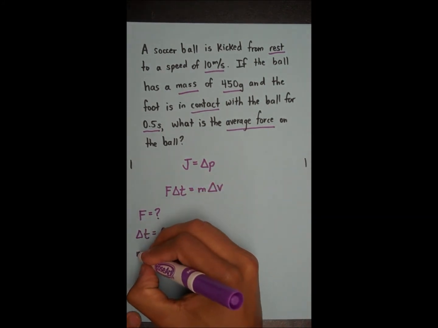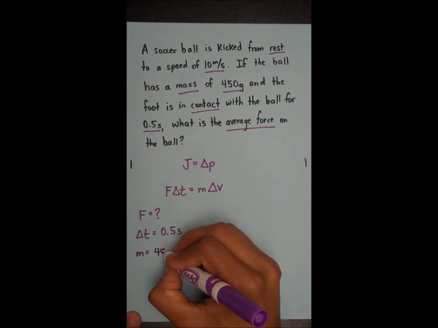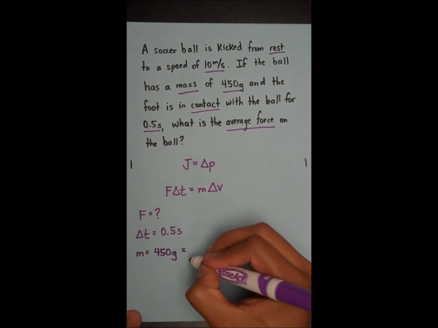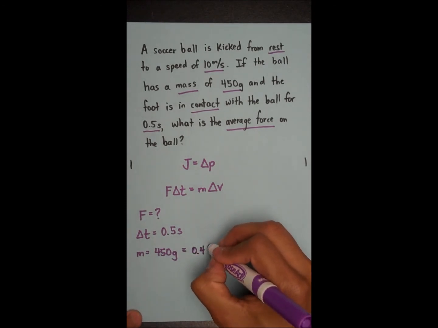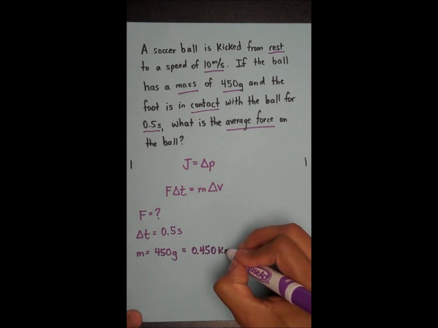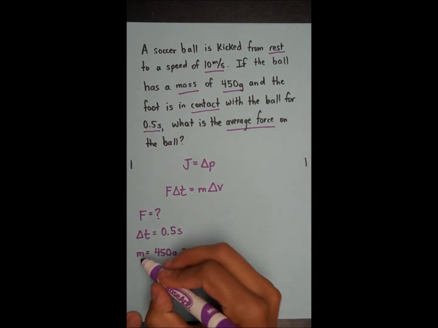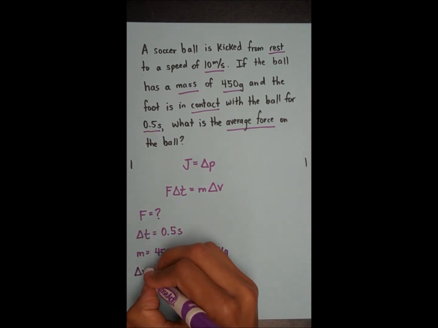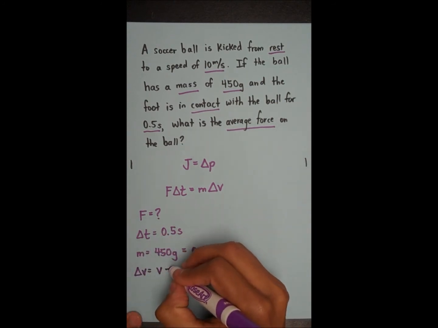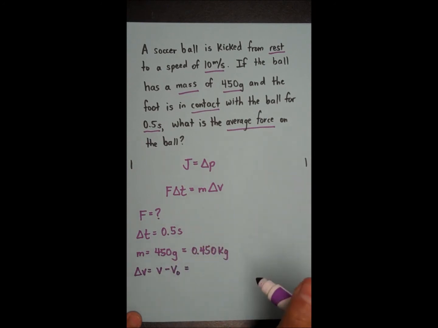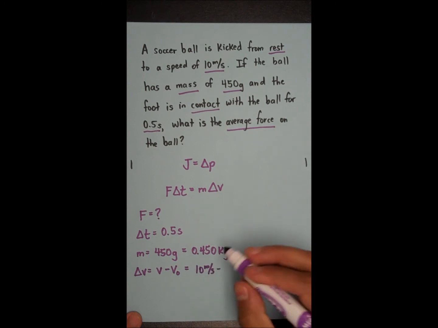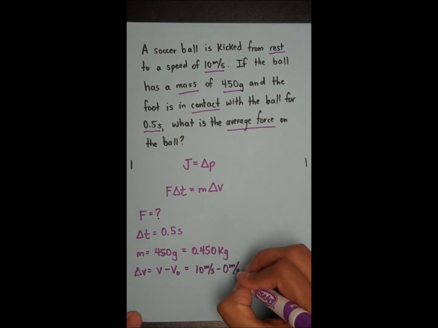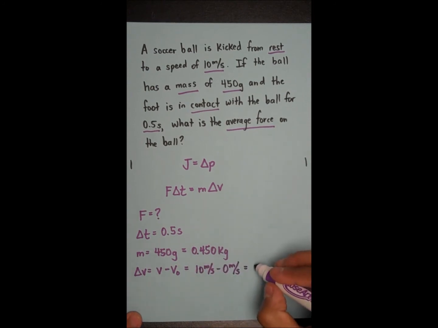I know that the mass of the ball is 450 grams, but we do have to convert that to kilograms. So we divide that by 1,000, and it becomes 0.450 kilograms. I know that my change in velocity is my final velocity minus my initial velocity. My final velocity is 10 meters per second, and my initial velocity is at rest, so it's 0 meters per second. So my change is 10 meters per second.